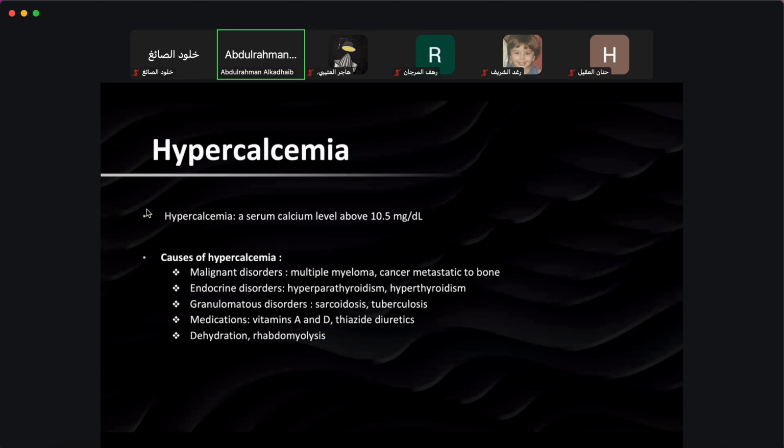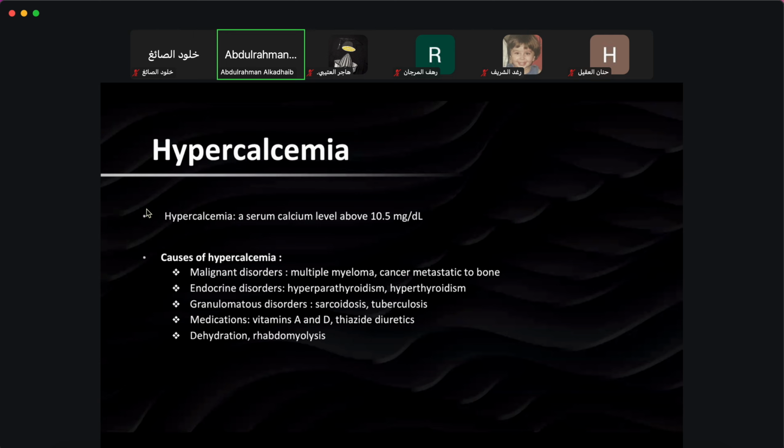In very rare cases, we may see an extra wave just next to the QRS complex, which is called the Osborn wave. Again, it's not a specific wave for hypercalcemia. We may see it in other conditions, but just keep in mind, we may also see it in hypercalcemia.